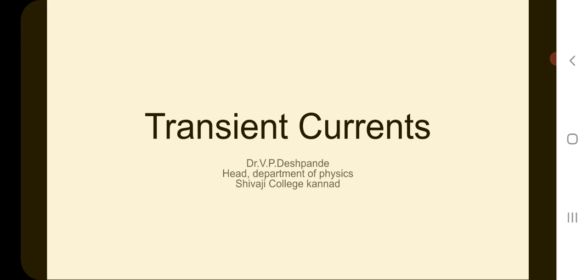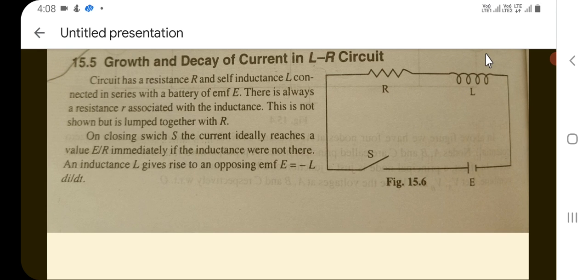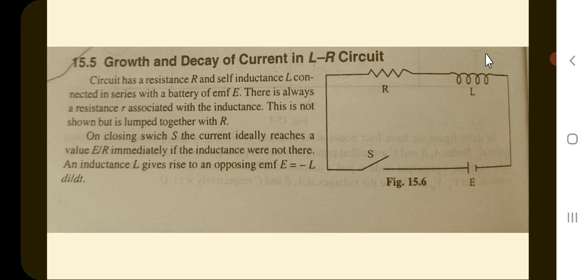Now today's topic is transient current. In transient current, your first article is growth and decay of current in LR circuit. This LR circuit means the circuit which contains L, meaning inductance, and R, meaning resistance.